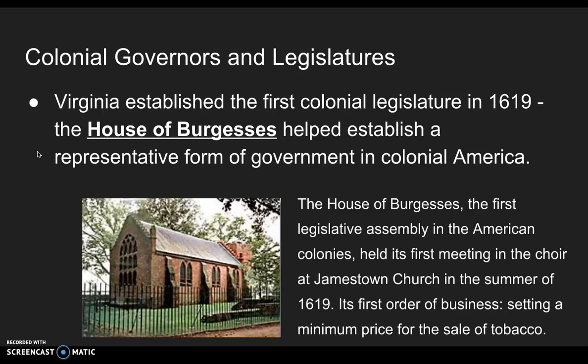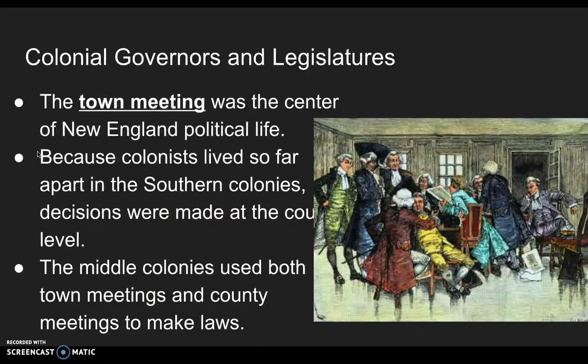So one house was selected by the Virginia Company and the governor, but the second house was selected by the colonists. The members of the second house, called the House of Burgesses, were selected by the colonists in Virginia. It's very significant because this is how it helped establish a representative form of government in colonial America. From early on, people had a say in who governed over them and how the laws were made.